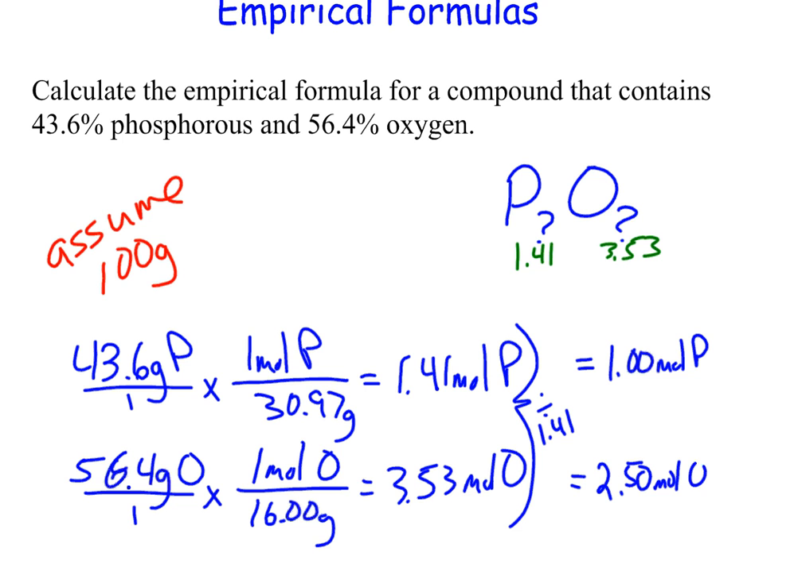Now it gets us closer. We're still not in whole numbers, but at least now we can see that there's an easy solution here. We're going to take both of these numbers of moles and multiply by 2.